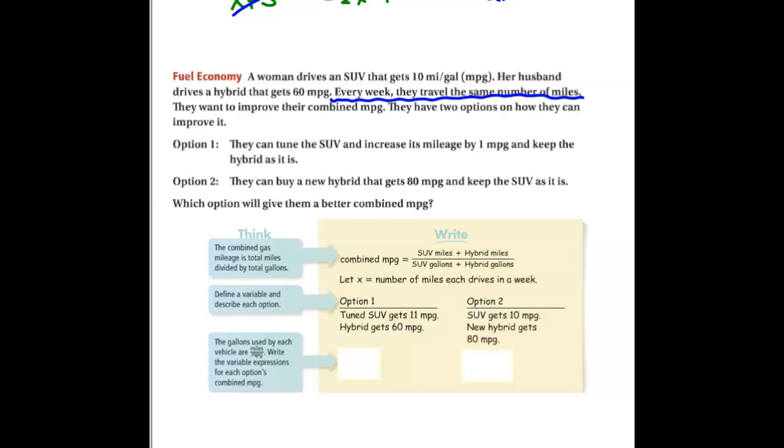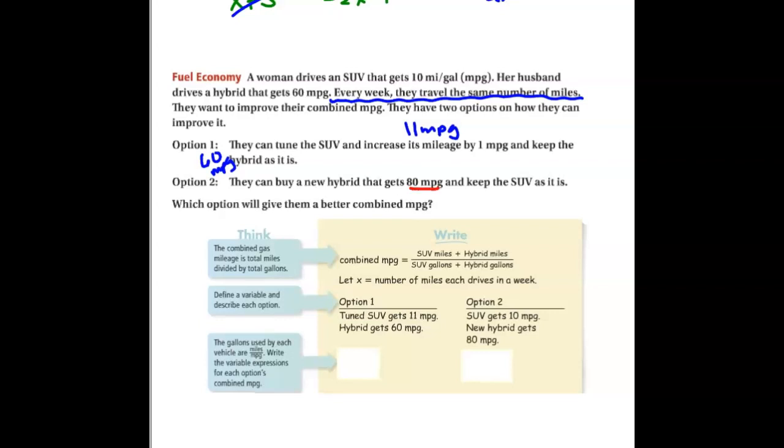Option 1, they can tune up the SUV so it increases its mileage by 1 mile per gallon. So it was 10 miles per gallon. This would make it 11 miles per gallon. And then they would keep the hybrid as it was. Okay, so it would still be 60 miles per gallon. Option 2, they can buy a new hybrid that gets 80 miles per gallon, and they can keep the SUV the way it was, and the SUV was 10 miles per gallon. Which option will give them a better combined miles per gallon?